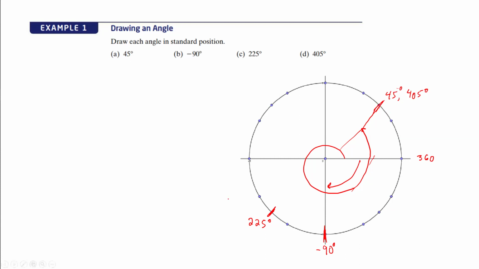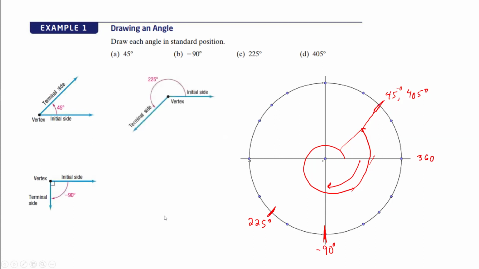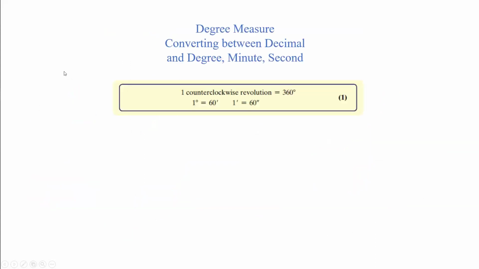Okay. All right. So we can draw those without this little Cartesian helper. And so those angles should be reflected based on our analysis here with the Cartesian initial standard position. Okay. All right, now we're going to move on to degree measure.